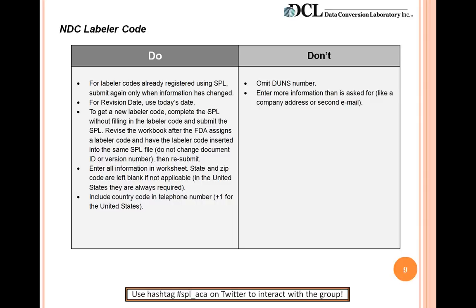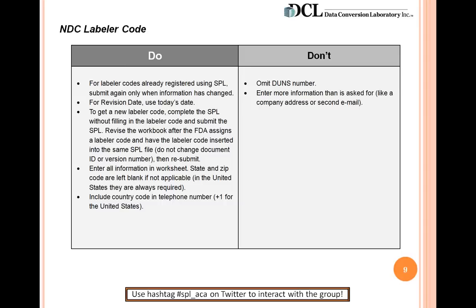Enter all the information we put in the worksheet. The state and zip codes are left blank if not applicable. As before, it is required for the United States, but there are exceptions for foreign countries. And always include the country code in the telephone number, including the +1 for the United States. Don't omit the DUNS number, and don't enter more information than is asked for.